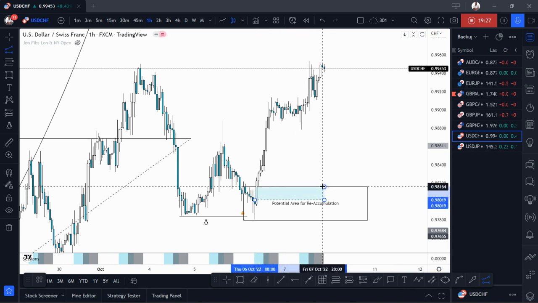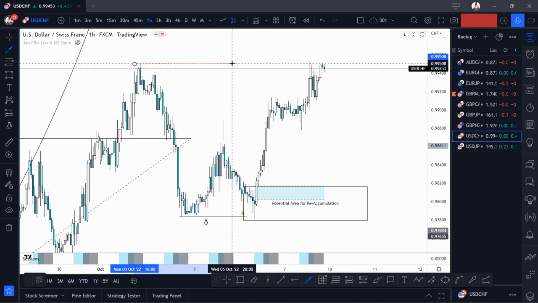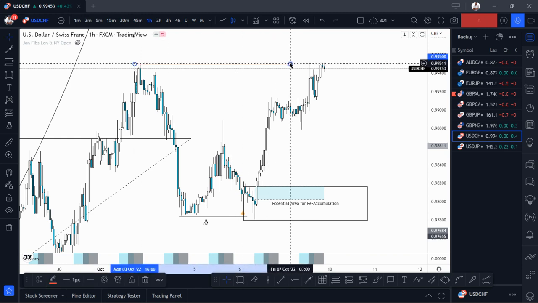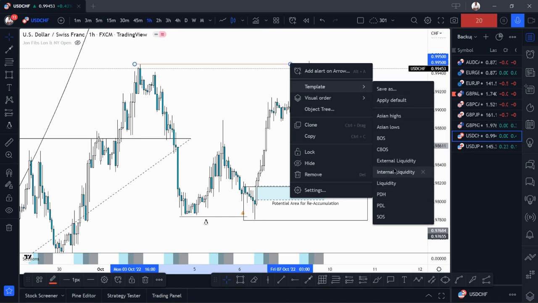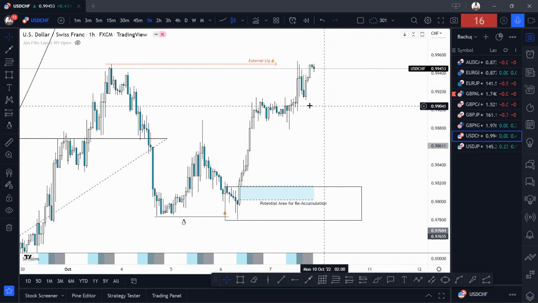But from what I'm seeing now, price took out these highs using intraday external liquidity. So I do see us coming down. So that'll be that from me.